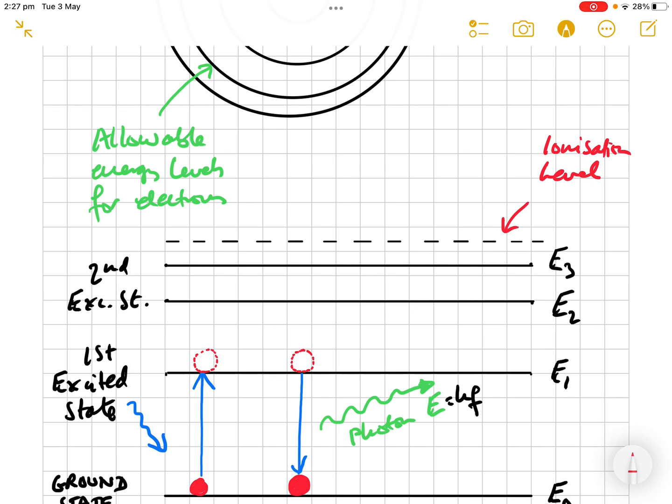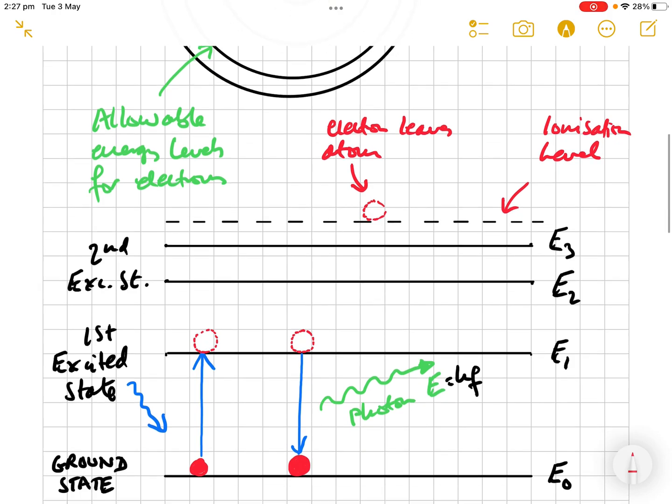If an electron reaches the ionization level, then it is actually free to leave the atom. And of course, when an electron leaves an atom, you have a free electron, and the remaining atom has become a positive ion. Hence the name ionization level. And that's the highest energy level that can be reached. And of course, you lose your electron if it gets up there.